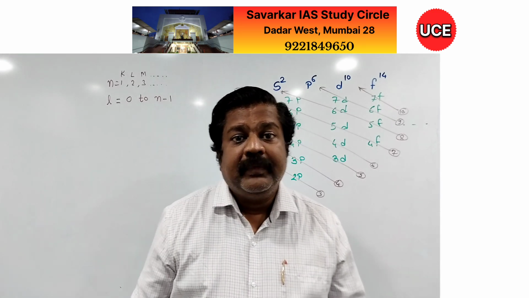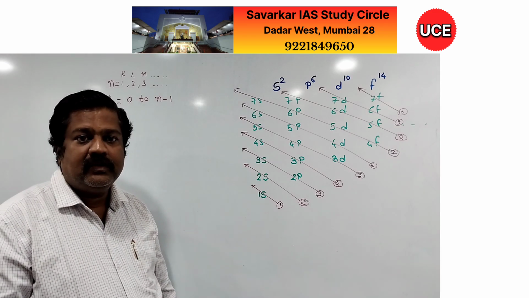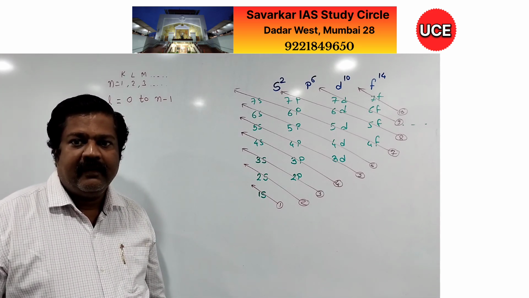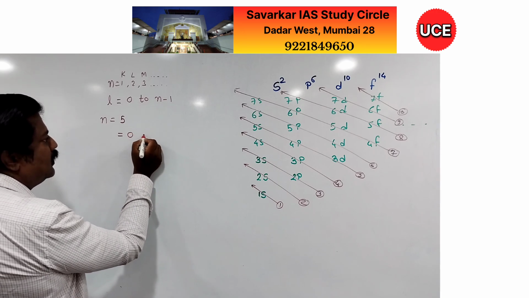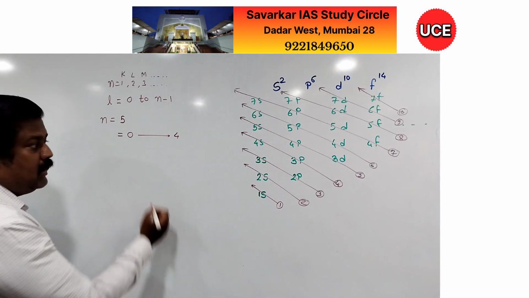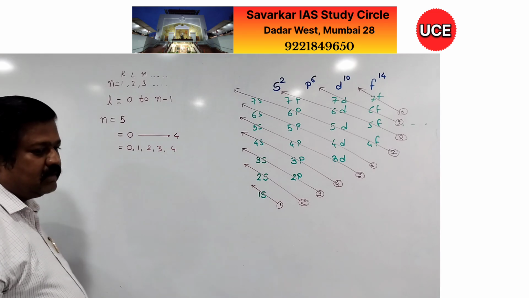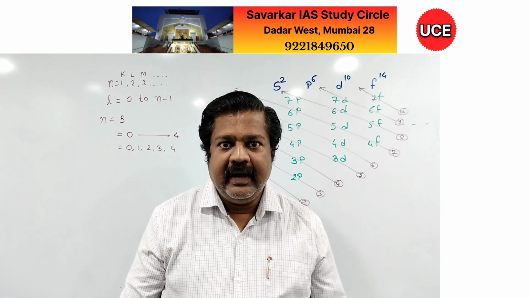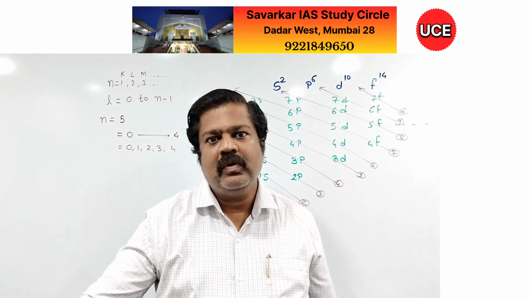Let me clarify. Let us consider shell number 5. For shell number 5, obviously n will be equal to 5. If n is equal to 5, then the value of l will be 0 to n-1. Now 5 minus 1 is 4, and therefore values are 0, 1, 2, 3, 4. Getting the idea? This way the value of l is determined. It is not only 4. It is 0 to 4, all integers we have to consider.